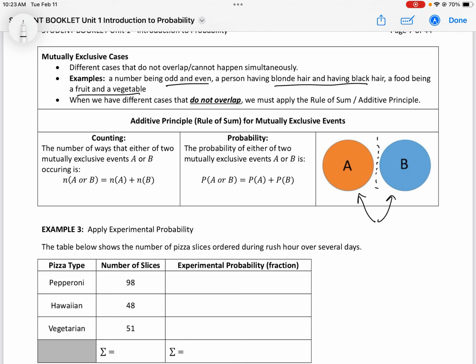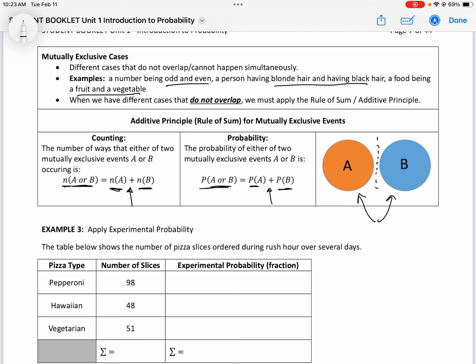Okay? So when we have different cases that do not overlap, what we can do is apply the rule of sum, or in other words, the additive principle. So again, our two themes, counting and probability. The rule of sum for counting is the number of ways that either of two mutually exclusive events, A or B, occurring. So the number of A or B is going to be the number of A plus the number of B. And it's just simply adding all of the number of outcomes. Whereas probability is the exact same, but it's just going to be the probability of A or B. So the probability of A, or, which is going to be the plus sign, probability of B.